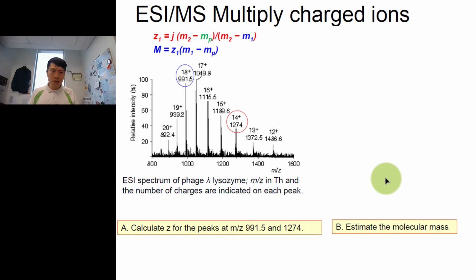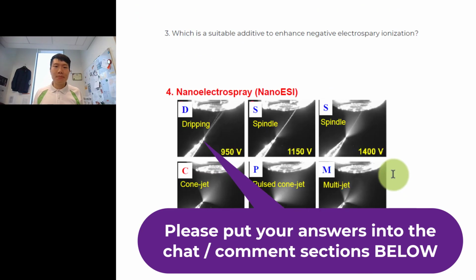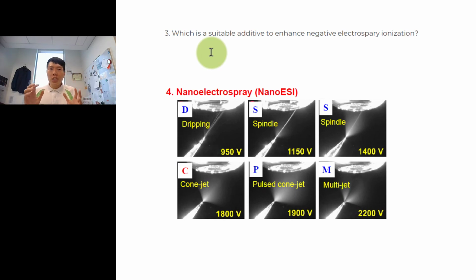And I will leave the final few slides as some practice exercises. You see a mass spectrum with ESI of this lambda phage lysozyme. Part A is to calculate the Z for the peaks at m/z 991.5 and 1274 here. You know what they are, the lysozymes, and I give you the formula. Part B is to estimate the molecular mass. And question 3 is, what is a suitable additive to enhance negative electrospray ionization? This is found in the slides. I hope you can recover this factual information, just pen it down.